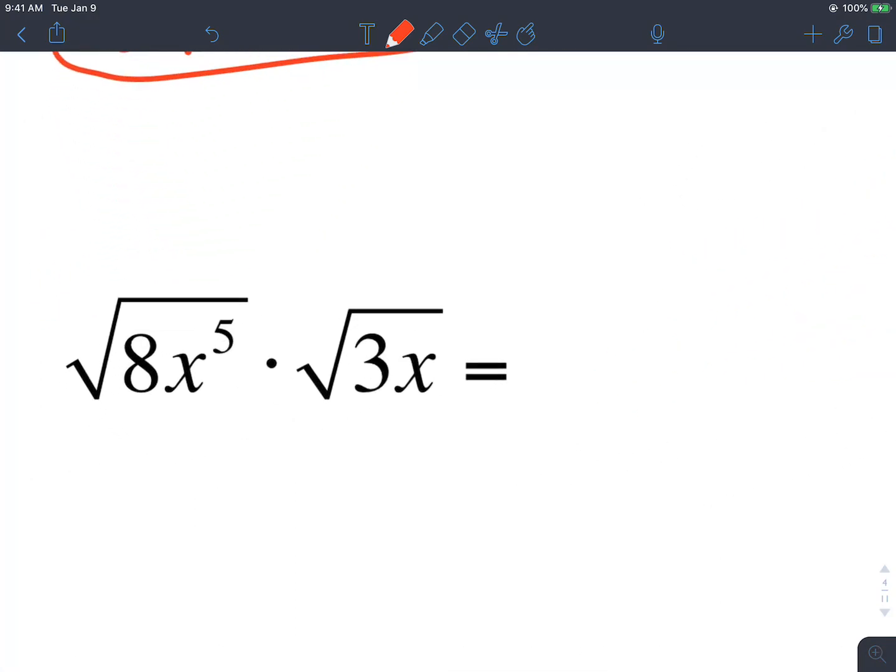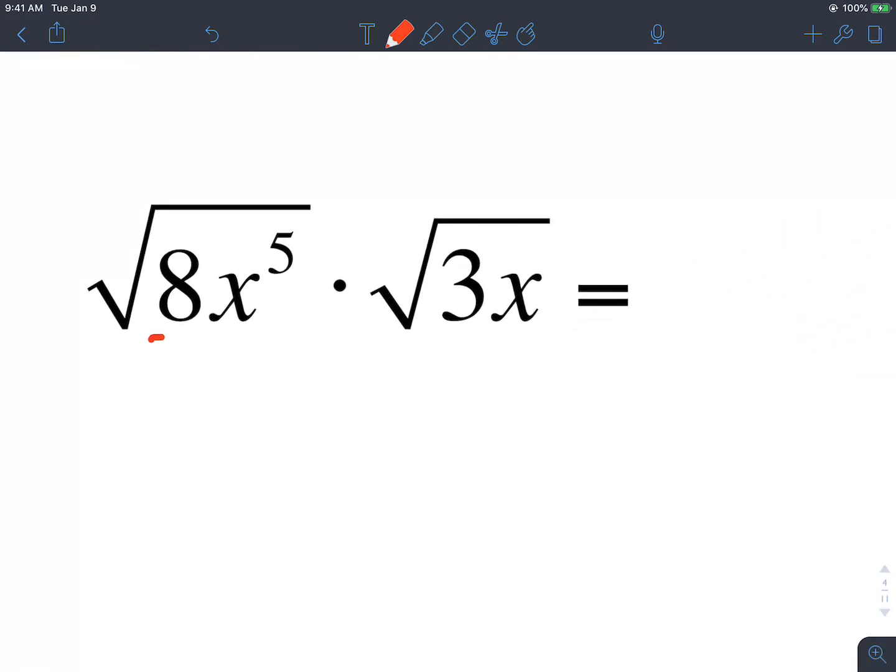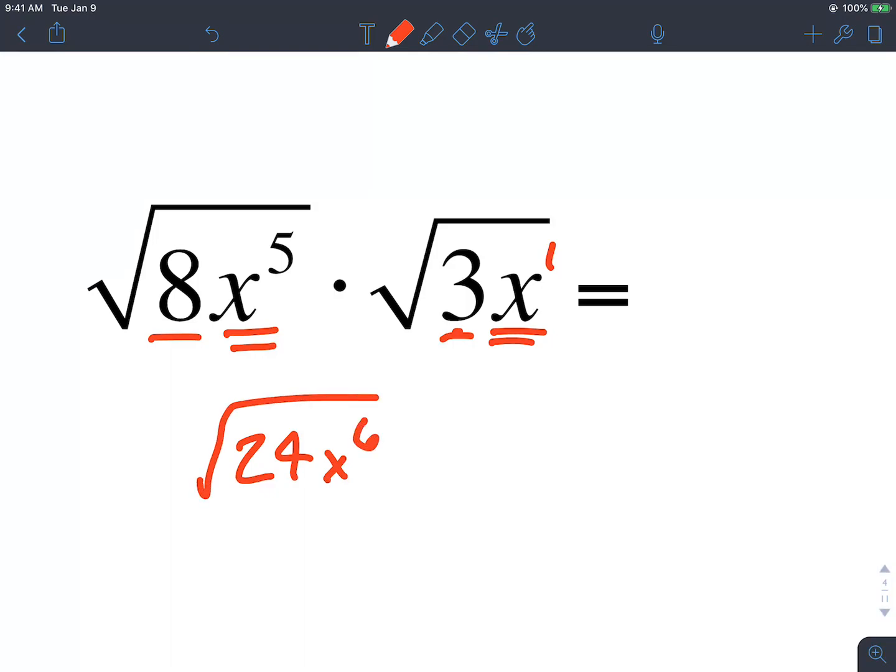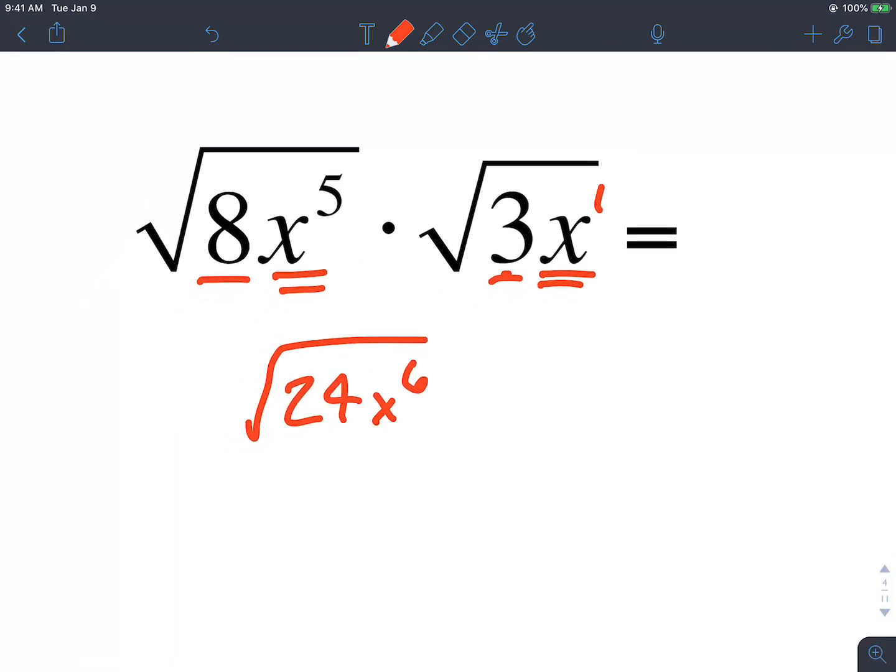Okay, next one here. Looks like you've got 8 times 3 right there. We'll go to that as 24. And then you have some variables going on. You have x to the 5th times x to the 1st power. And our power properties here say that we need to add the powers. That'll be x to the 6th right there. And then the square root of all that stuff.